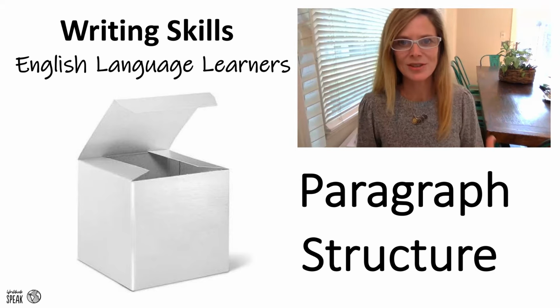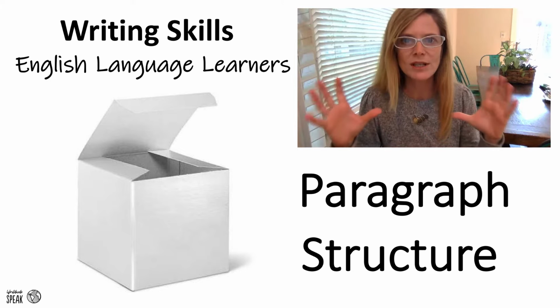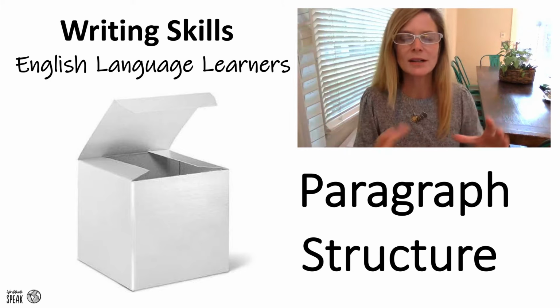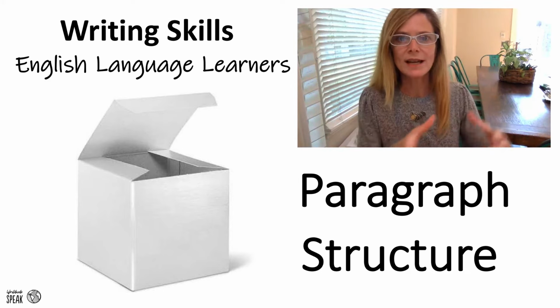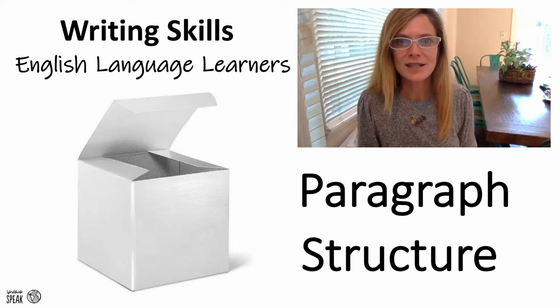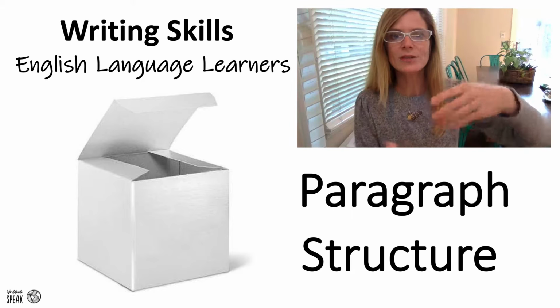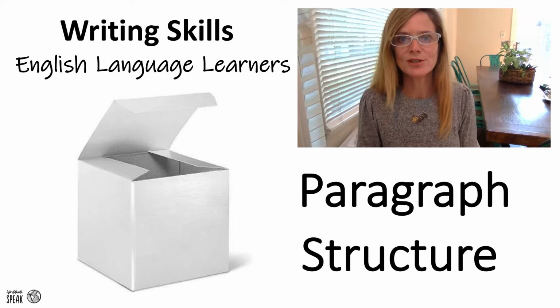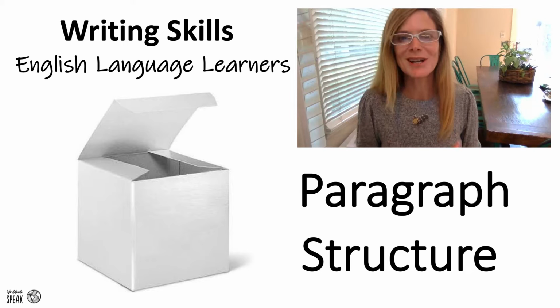Now you can see here that I have an image of a box, and you're probably wondering why I have that image when I'm talking about paragraph structure. But I want you to keep in mind that a paragraph, like a box, contains something. Like when you're moving, you put items into boxes so that you can find them easily when you get to your next destination. And a paragraph does the same type of thing. It contains one type of information, so it's really easy for the reader to follow your writing. Let's take a look at how this is done.